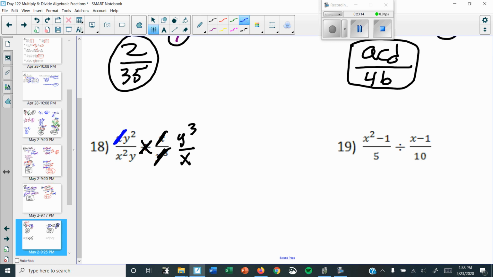I see an X on top. I see an X on the bottom. That was probably the easiest to attack. Okay, I have 2 Y's on top, 1 Y on the bottom. So that 1 Y disappears, and one of these Y's are there. And it looks like there's nothing else I can do. So I have a Y and 3 more. That's 4 Y's. On the bottom is X squared.